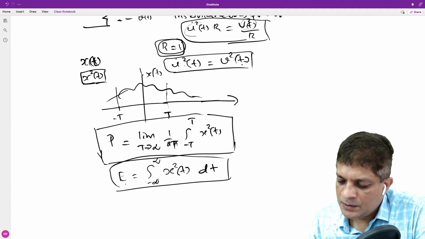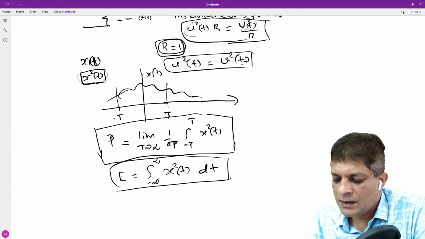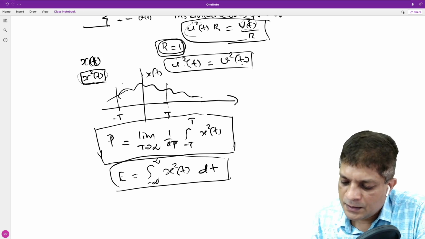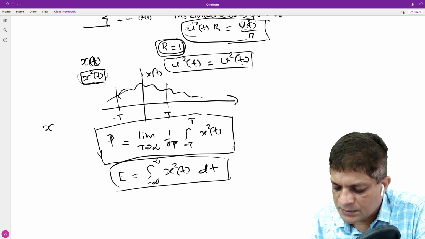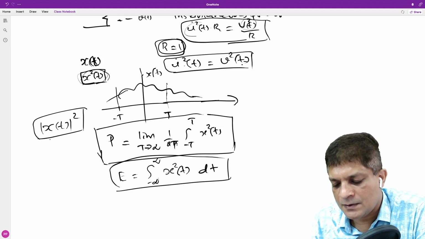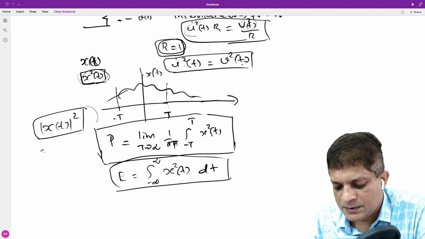Okay. And one more thing, this is for a real valued signal. In general, we consider complex valued signals. In the case of complex valued signals, the instantaneous power is mod x(t) square. This is a general expression, mod x(t) square.